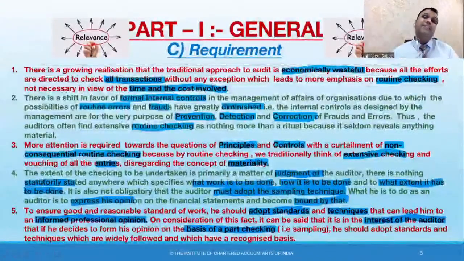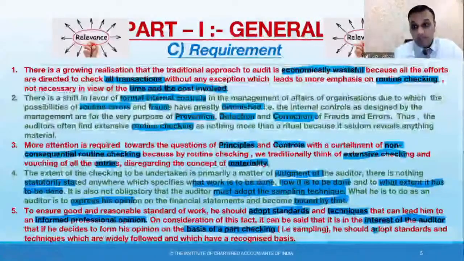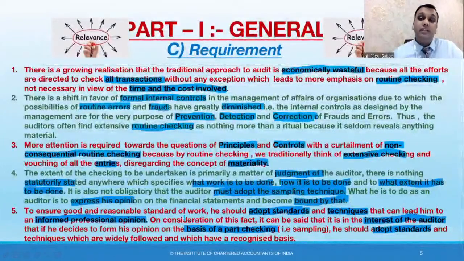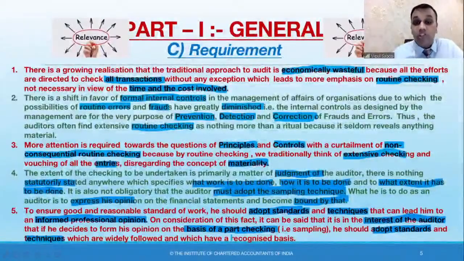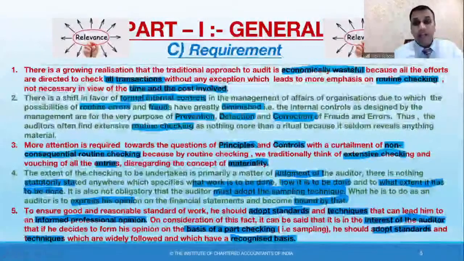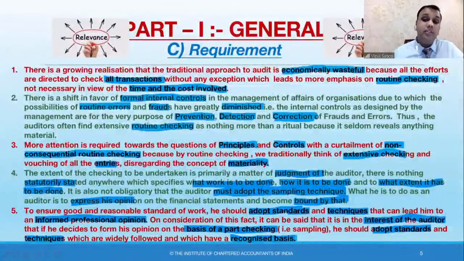To mitigate this risk, if he is using sampling, it is obligatory on his part to adopt standards and techniques which are widely followed, and they have some ground, some foundation, some recognition. Whatever standards and techniques he is using should not be haphazard or random. It should be logical, scientific, and having a recognizable basis.